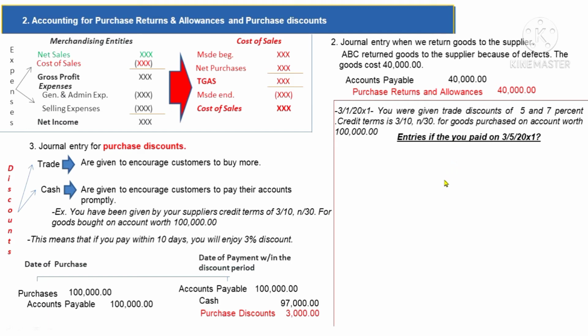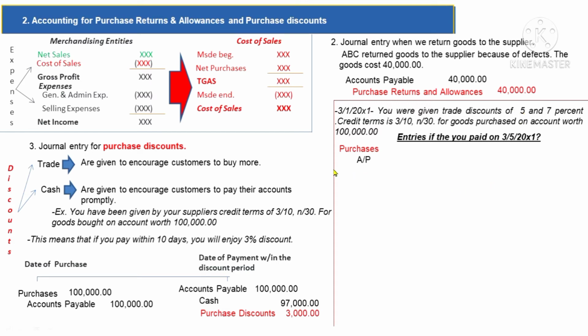Of course, on the date of the purchase, you should debit purchases, then credit accounts payable, worth 100,000. But you need to multiply it with 0.95 first. And after you get the answer, it should be multiplied again with 0.97 or 97% in order to deduct the trade discounts of this 5% and 7%.